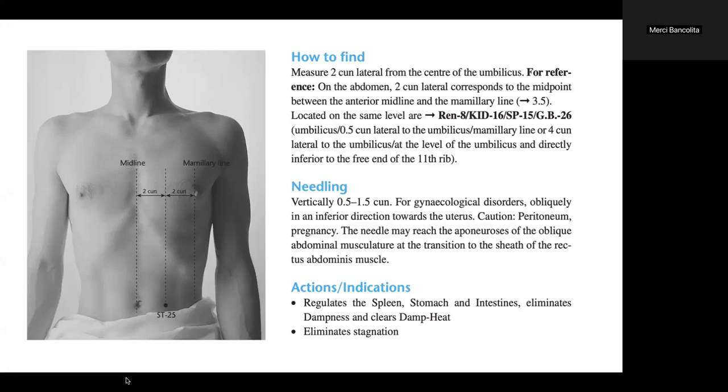How to needle? Vertically, 0.5 to 1.5 cun. For gynecological disorders, obliquely in an inferior direction towards the uterus. Caution: peritoneum, pregnancy. The needle may reach the aponeurosis of the oblique abdominal musculature at the transition of the sheath of the rectus abdominis muscle.